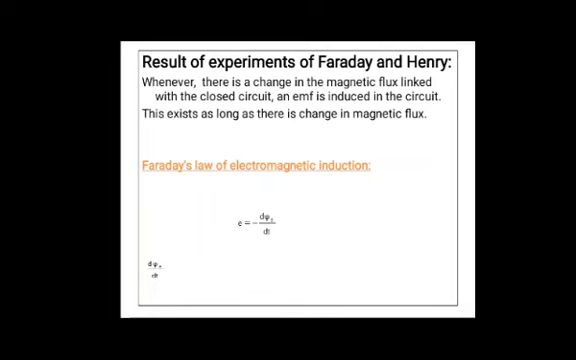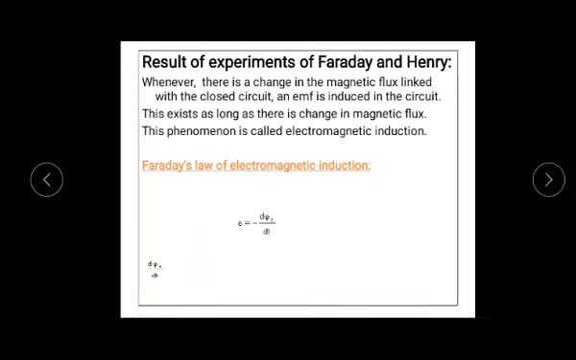So when current is present, definitely EMF must be present. Even the reverse is also true. So when there is a change in magnetic flux, EMF is induced in the circuit, and this EMF remains as long as there is a change in magnetic flux. This phenomenon is called electromagnetic induction.